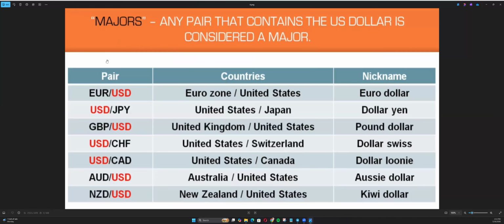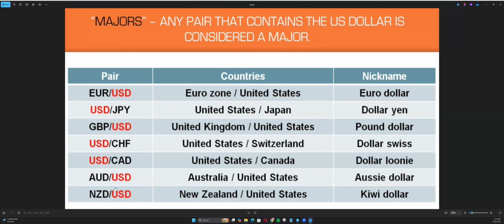Now in this market, we have different types of currencies. We have the major currencies and the minor currencies. The major currencies are any currency that is paired with the United States dollar. So we have the EUR/USD, which is the Euro dollar, the USD/JPY, which is the dollar yen, the GBP/USD, which is pound dollar, the dollar Swiss, the dollar loonie for CAD, the AUD, which is the Aussie dollar, and the Kiwi dollar, which is the New Zealand dollar.